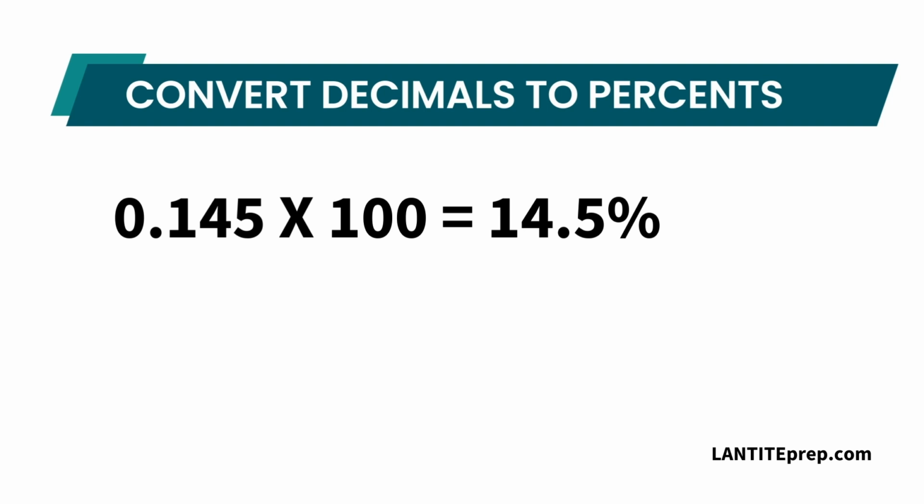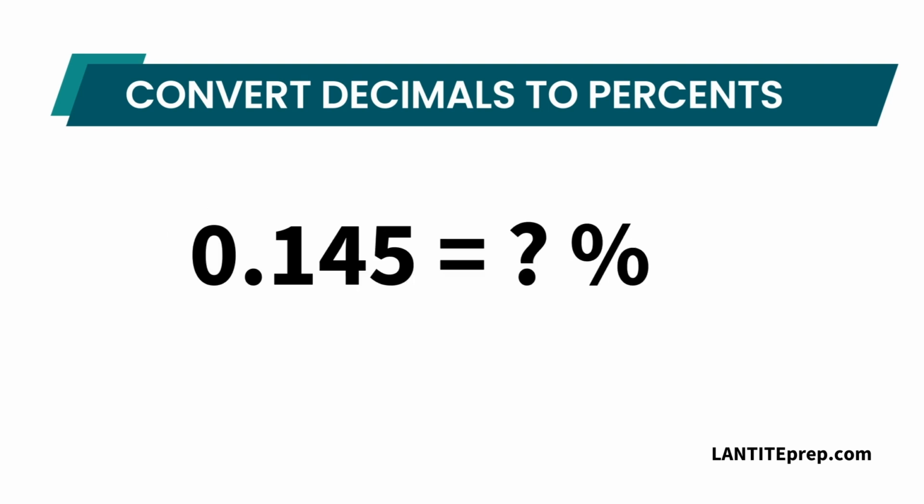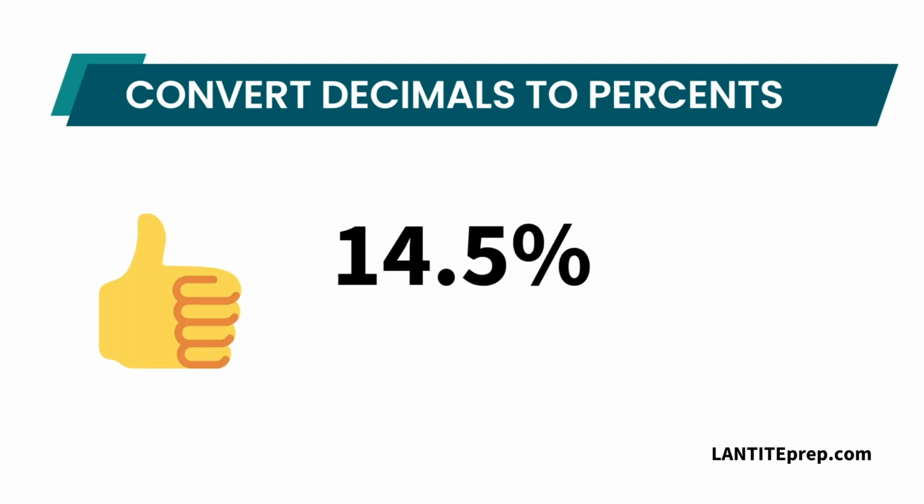Now let's break here. Look at the problem on the screen. Is there an easier way to convert a decimal into a percent? I'd say the answer is yes. Instead of multiplying by 100, which sounds like a big task, you could also move the decimal place 2 times to the right, giving us the same answer of 14.5%. To make sure you've got this down, let's look at 3 more examples.